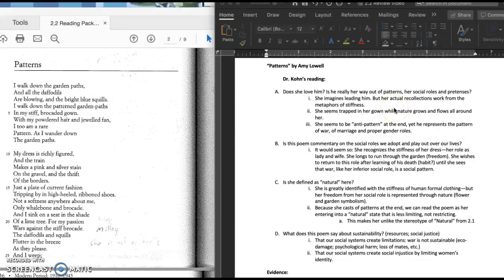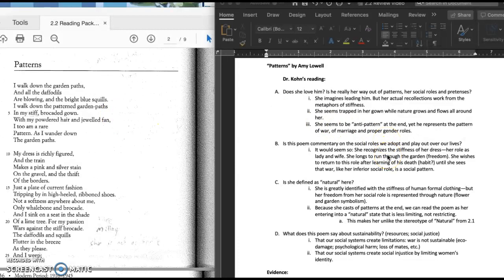right? Her actual recollections work from metaphors of stiffness, as I've talked about already. All of this tight in my stiff brocaded gown, right? And we get that over and over. That word stiff appears a lot. She seems trapped in her gown while nature flows and grows all around her. She seems to be anti-pattern by the end, as I said.